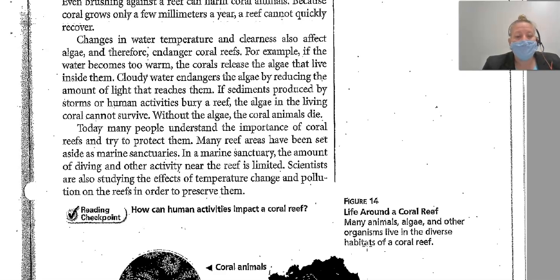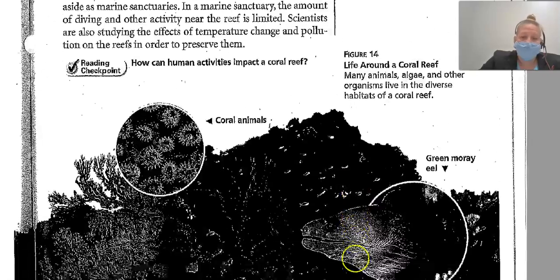Today, many people understand the importance of coral reefs and try to protect them. Many reef areas have been set aside as marine sanctuaries. In a marine sanctuary, the amount of diving and other activities near the reef is limited. Scientists are also studying the effects of temperature change and pollution on the reefs in order to preserve them.